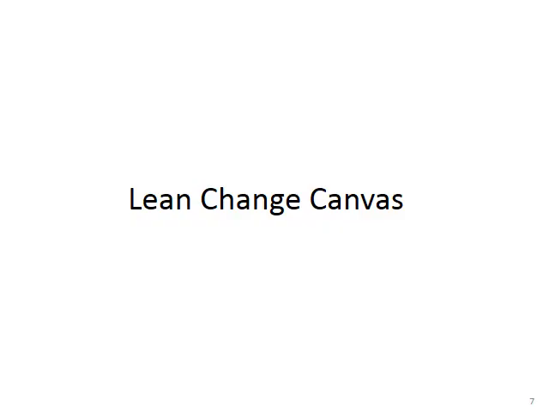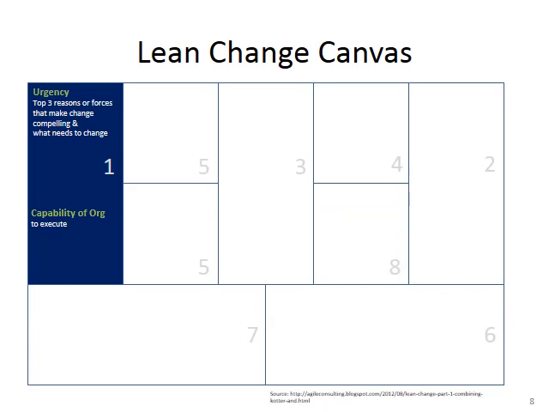The Lean Change Canvas model is a tool which helps the organization to focus on key areas influencing or impacted by changes required to improve its corporate governance framework. 8 specific areas are put forth for analysis and assessment. Urgency and capability of the organization.